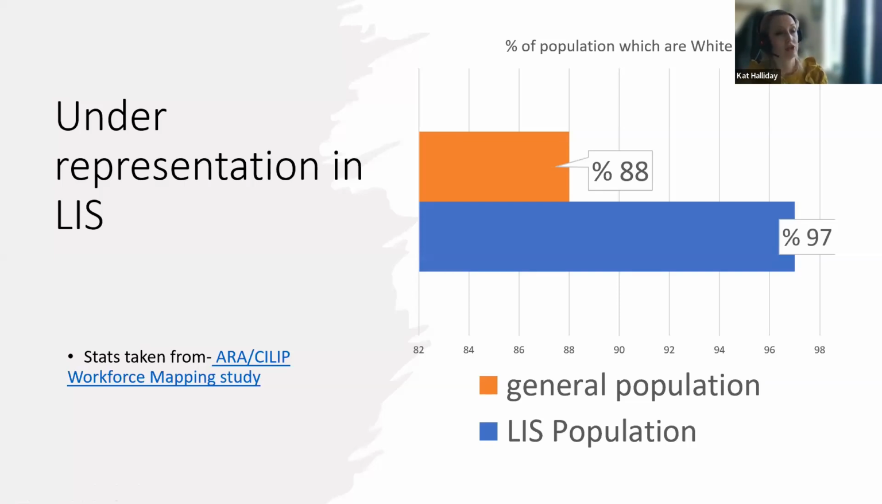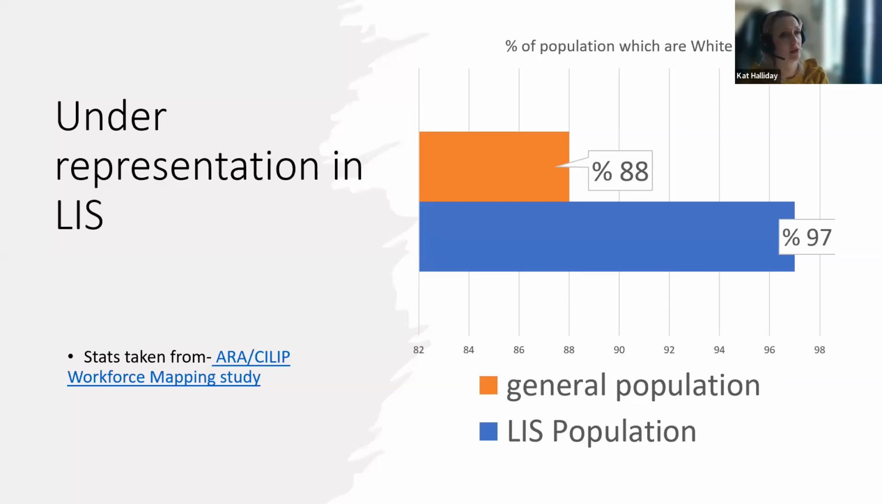So the population on average is 88% white within the general population, and in the library population it is 97%. And I know that there are very few people of colour where I work in my particular library, and I'm probably sure it's the same for you in your library.